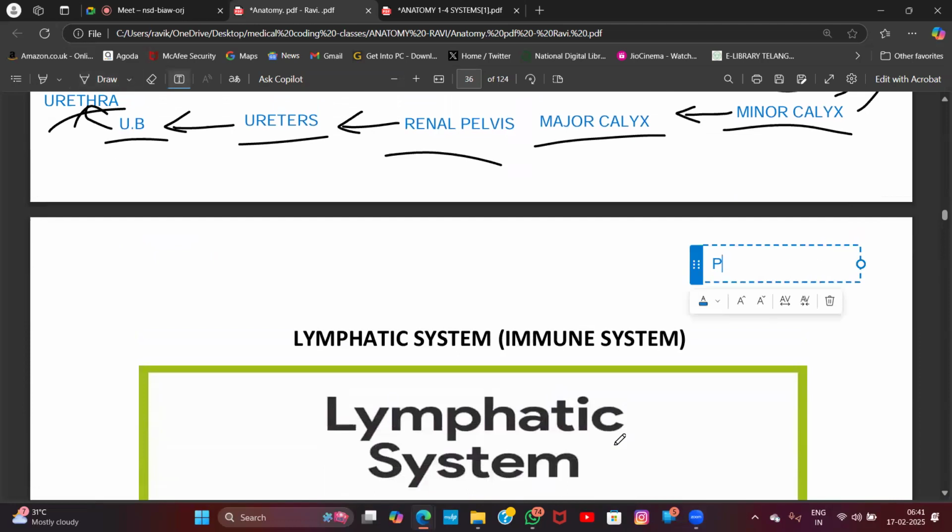First we will eat proteins. Proteins like eggs, chicken, mutton, dals, paneer, anything, the protein. The protein goes first to the mouth.